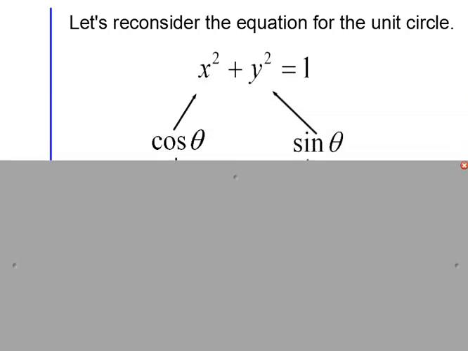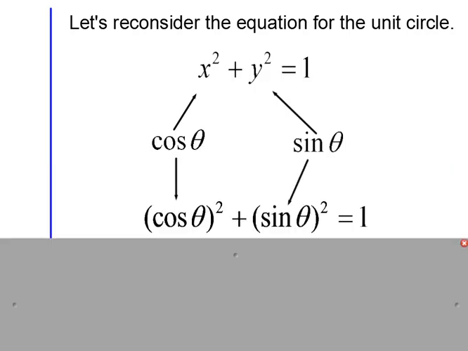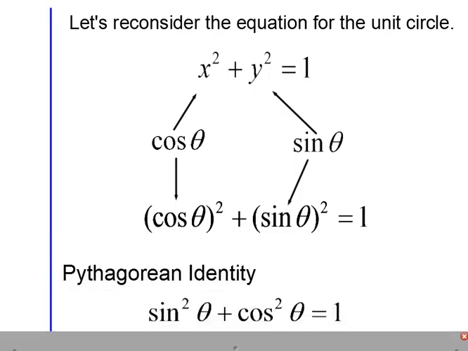So let's reconsider this equation. Since we know from our previous lesson that all x's are answers to cosine and all y's are answers to sine, we can substitute the x and the y with sine and cosine into the equation that makes the unit circle. I end up with something that says cosine squared plus sine squared equals 1. We like to actually reorganize this and shape it up a little bit so that it says sine squared theta plus cosine squared theta equals 1. This is called the Pythagorean identity.